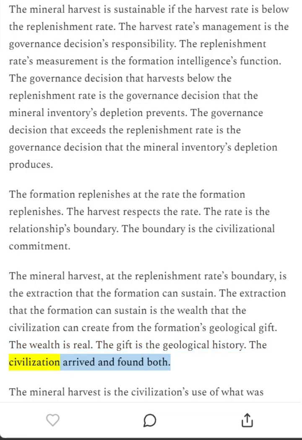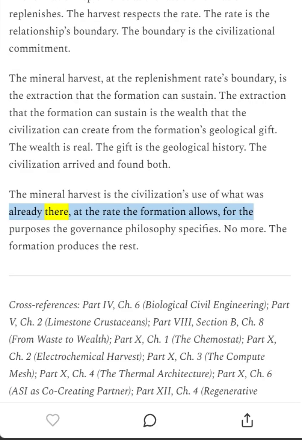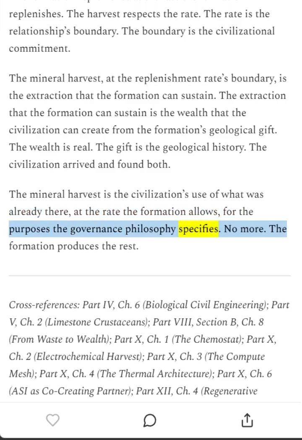The civilization arrived and found both. The mineral harvest is the civilization's use of what was already there at the rate the formation allows, for the purposes the governance philosophy specifies. No more. The formation produces the rest.